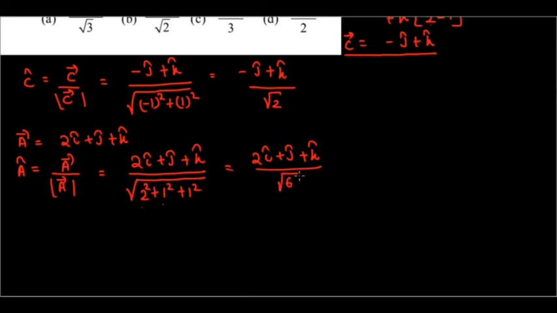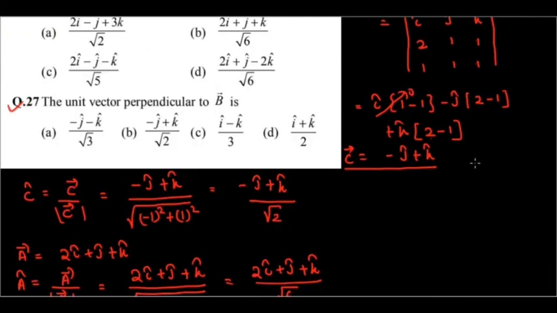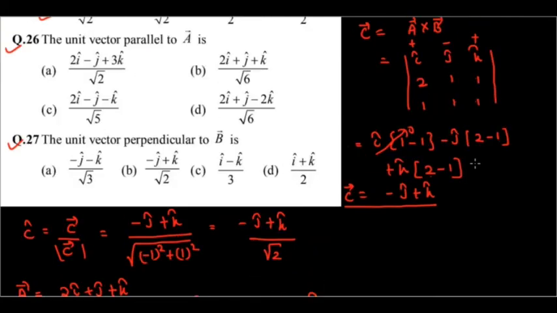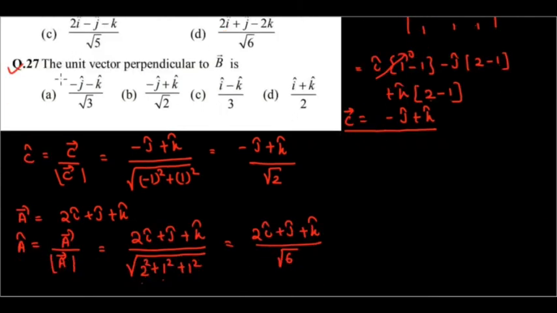So the answer is (2i cap + j cap + k cap) divided by square root of 6. It means option B is the correct one. Now we'll go to the next question, the unit vector perpendicular to B vector.